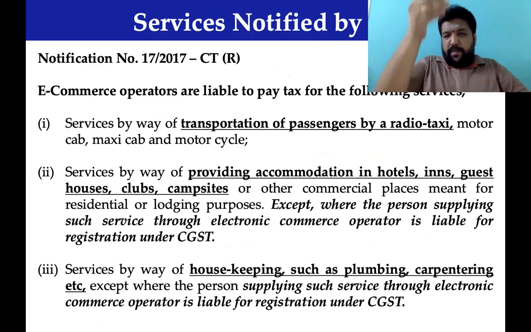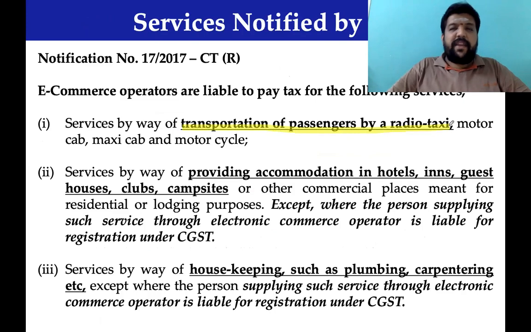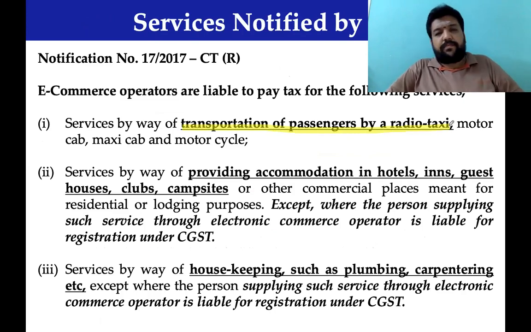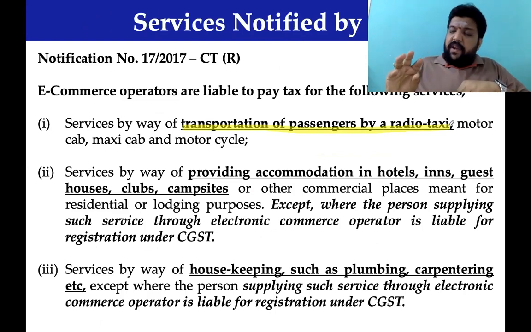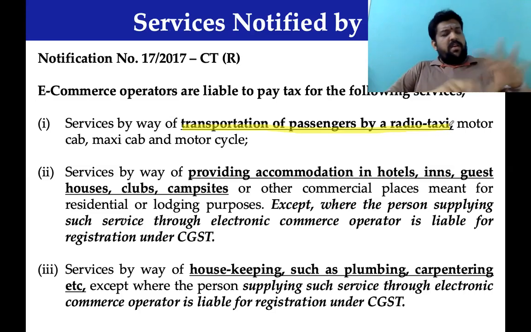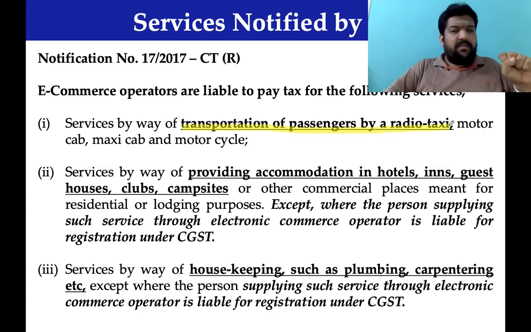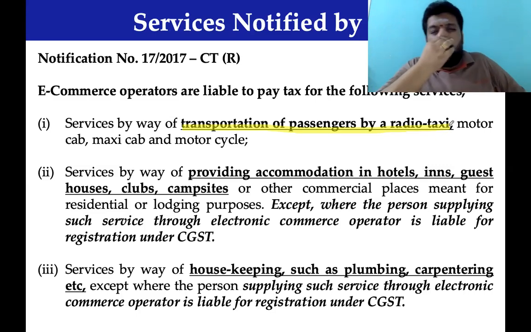If the e-commerce operator is engaged in the following services: transportation of passengers by radio taxi, which means Ola and Uber are the best examples. There is a supplier of a cab for Ola, and there is a recipient who uses the cab service. Ola is a person who merely connects these two people. The supplier who has a cab actually provides services to the recipient by using the e-commerce operator. The government said, I cannot ask the supplier to pay tax; I would ask you, the e-commerce operator, to pay tax.